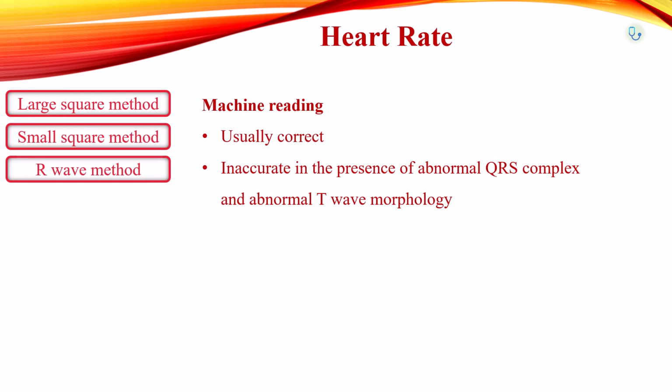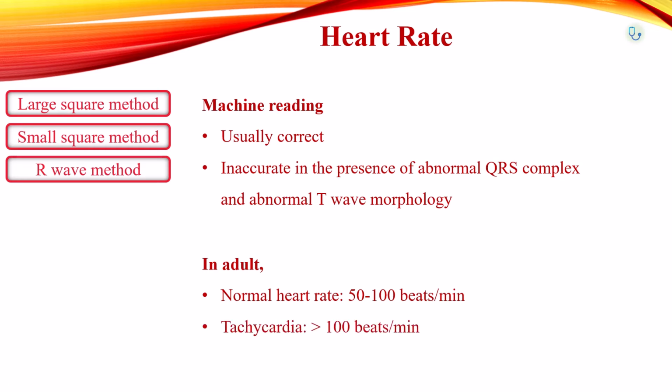Normal heart rate for an adult is 50 to 100 beats per minute. Tachycardia means heart rate over 100 beats per minute. In bradycardia, heart rate is less than 50 beats per minute.